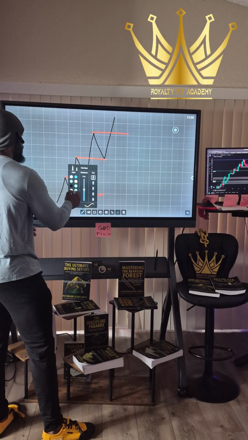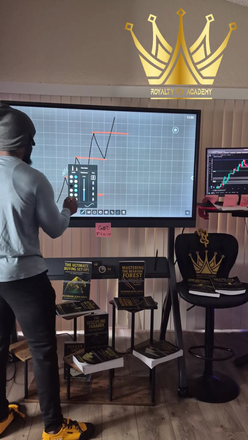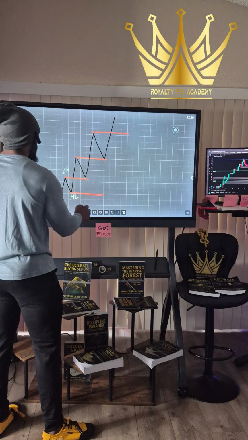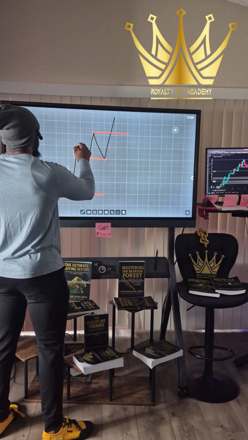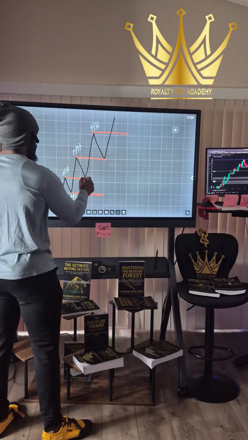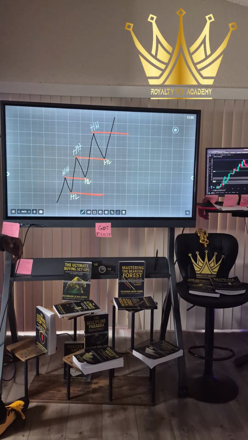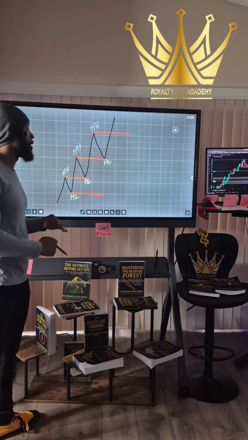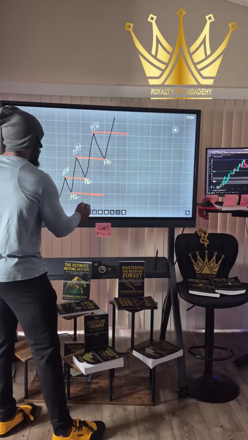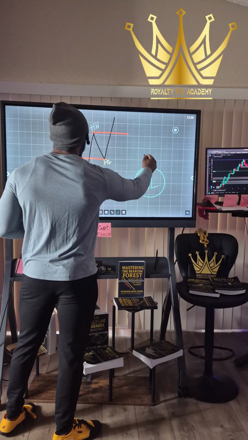Let's go ahead and mark these real quick. You'll get higher highs, and after each higher high is a higher low. Each high is going to be higher than the previous high, and each low is going to be higher than the previous low. That's why it's called a higher low. And just like I mentioned before, during the uptrend, your area for buy is always going to be at the higher low. That's the area for buy.